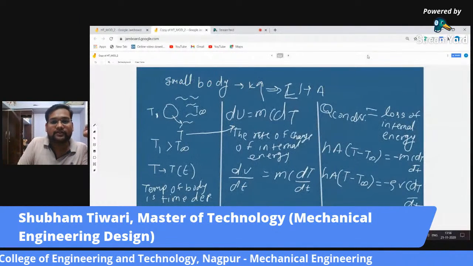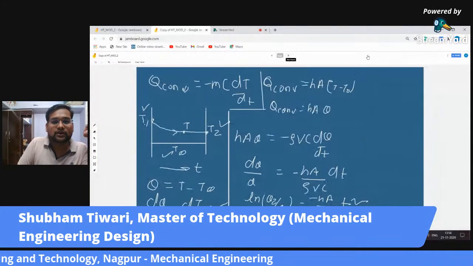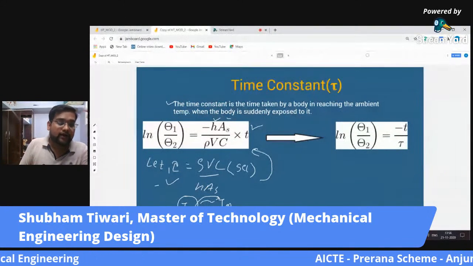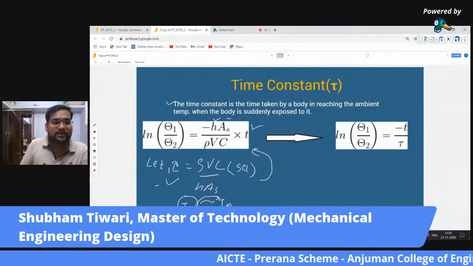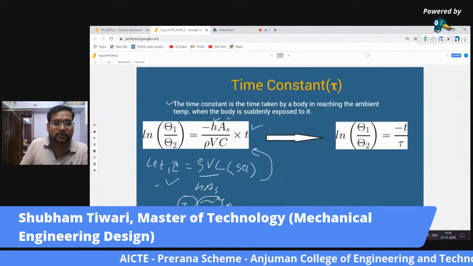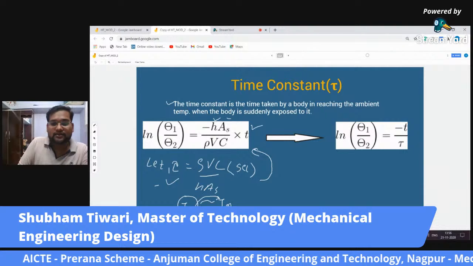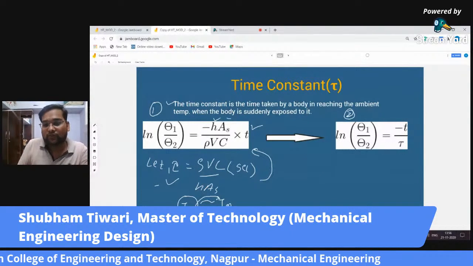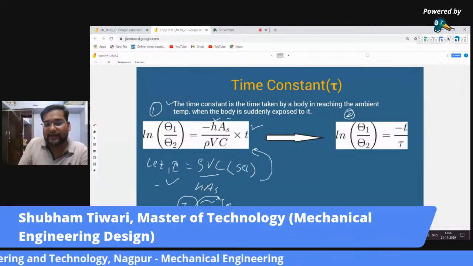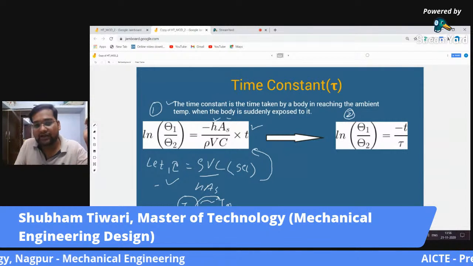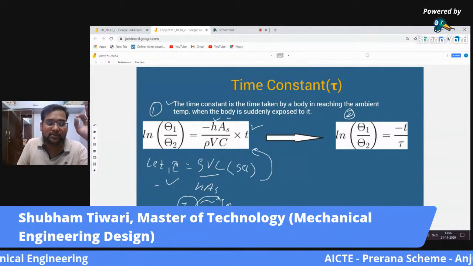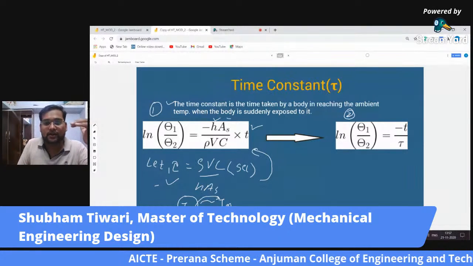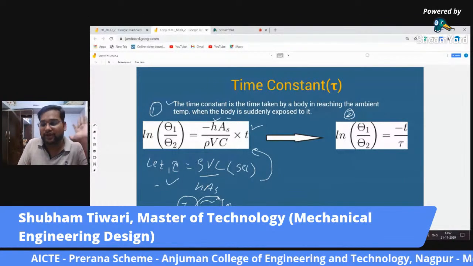After that, we derived this very important equation: ln of theta 1 by theta 2 equals minus hAs upon rho VC into T. This is our first form. Then we modified it into this second form, the form of time constant. What is the significance of the time constant? I told you that it tells you the amount of time taken by the body, when it is exposed to ambient, to reach the temperature of the ambient.